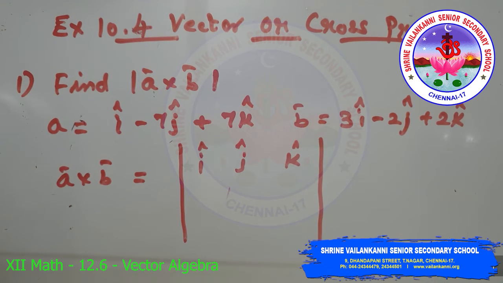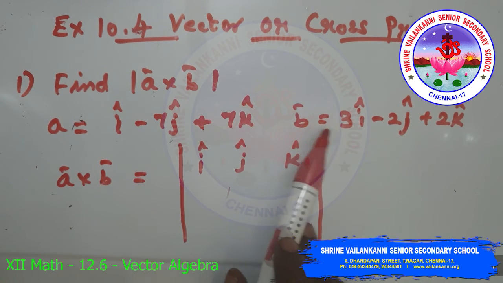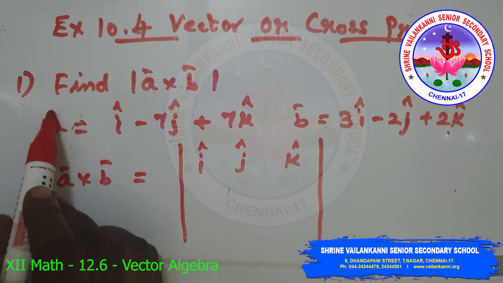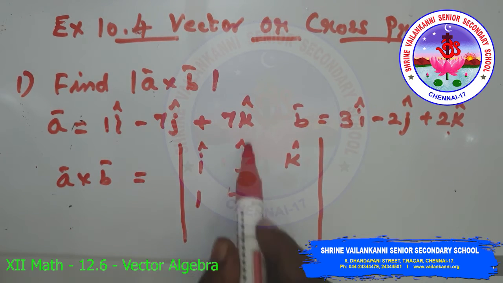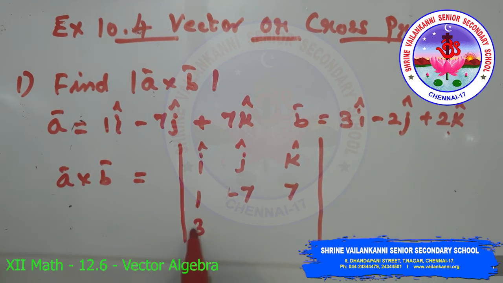So exercise 10.4: find A cross B if A equals i minus 7j plus 7k and B equals 3i minus 2j plus 2k. So A cross B equals the determinant of i j k. Using the A vector, the coefficient of i is 1, j is minus 7 and k is 7. Again for the B vector, the coefficient of i is 3, j is minus 2 and k is 2. Now we have to expand along the first row.